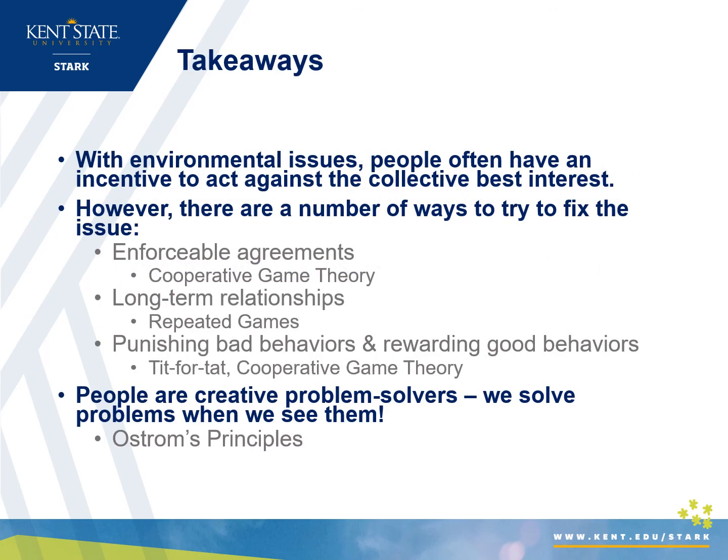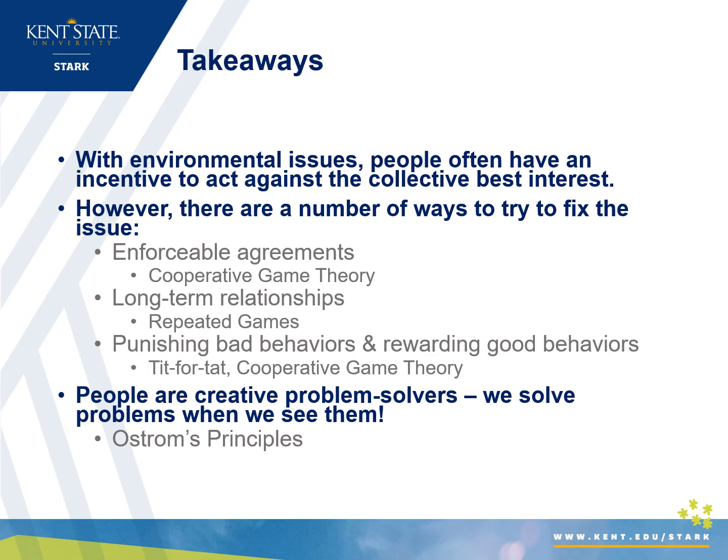So let's finish up with just a few takeaways. First, with environmental issues, people will often have an incentive to act against the collective best interest, but there are a number of ways to try to fix that issue. Like we have enforceable agreements, so that's where cooperative game theory would come in. We have long-term relationships as a possibility, so the idea of repeating a game over and over. Simply punishing bad behaviors and rewarding good behaviors, so the idea of tit-for-tat as a strategy in a repeated game. And cooperative game theory is really built around how do we make enforceable agreements that we would in fact all benefit from, or if we get kicked out of that agreement, we're actually made worse off. So all of these ideas come in and help us to solve what looks like a prisoner's dilemma to start.